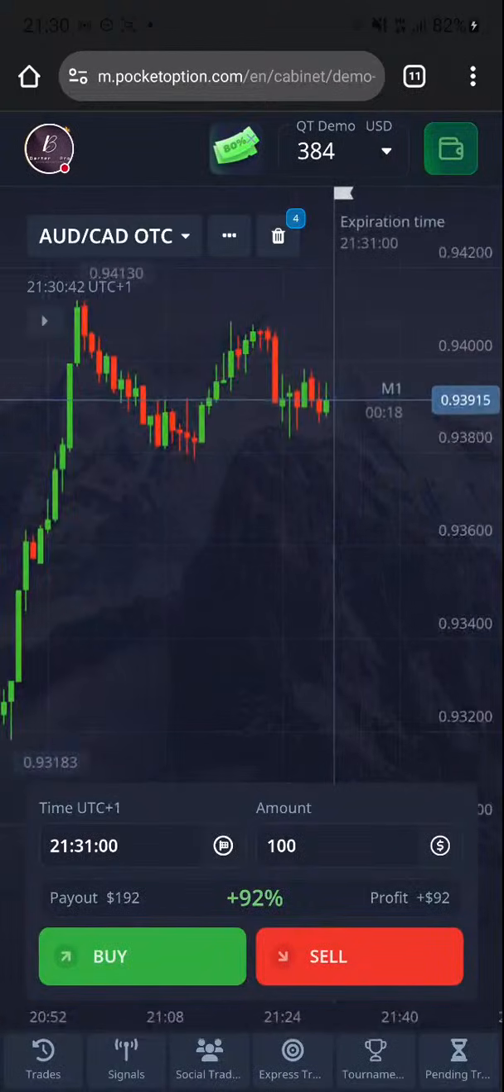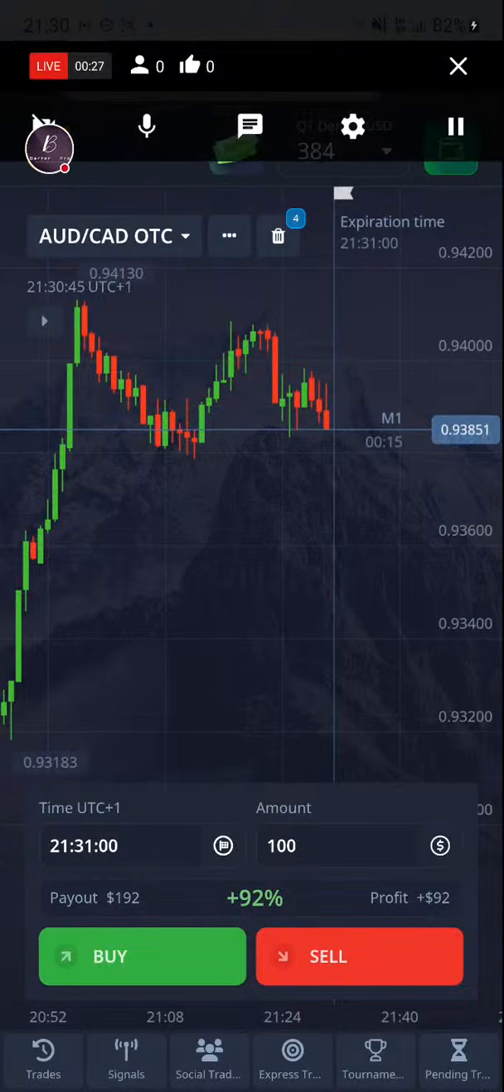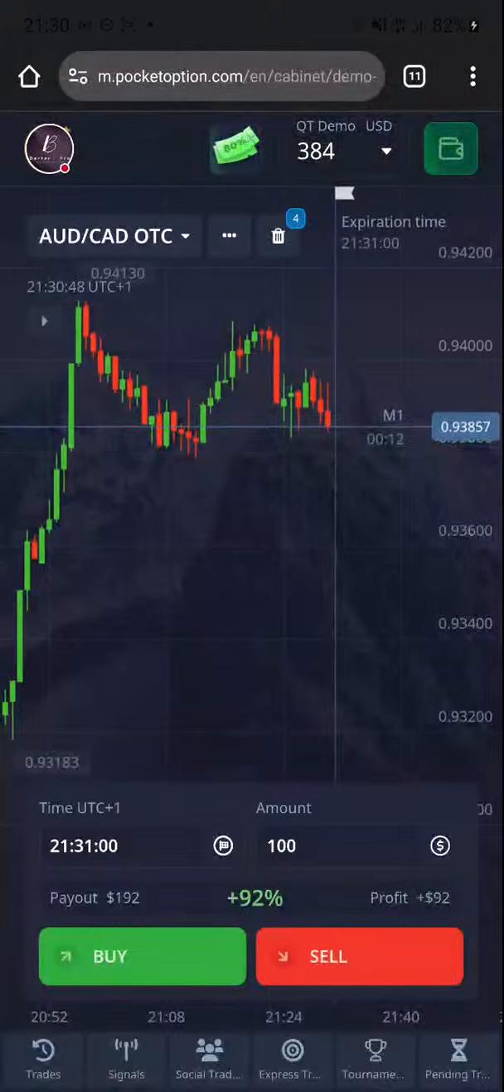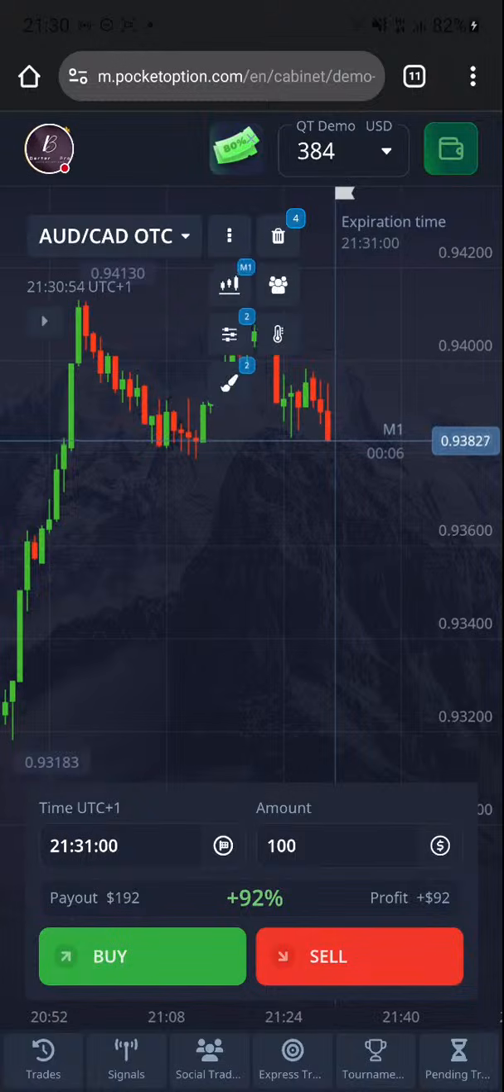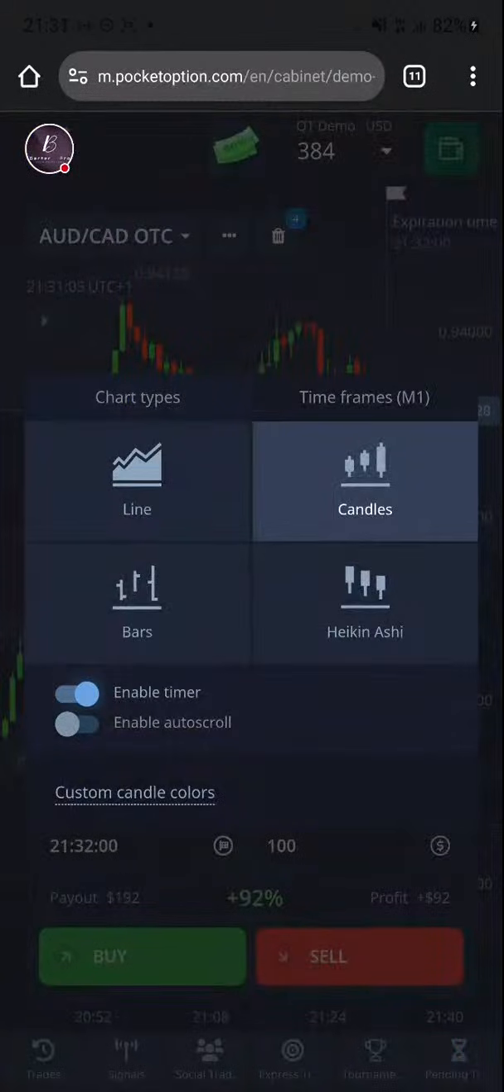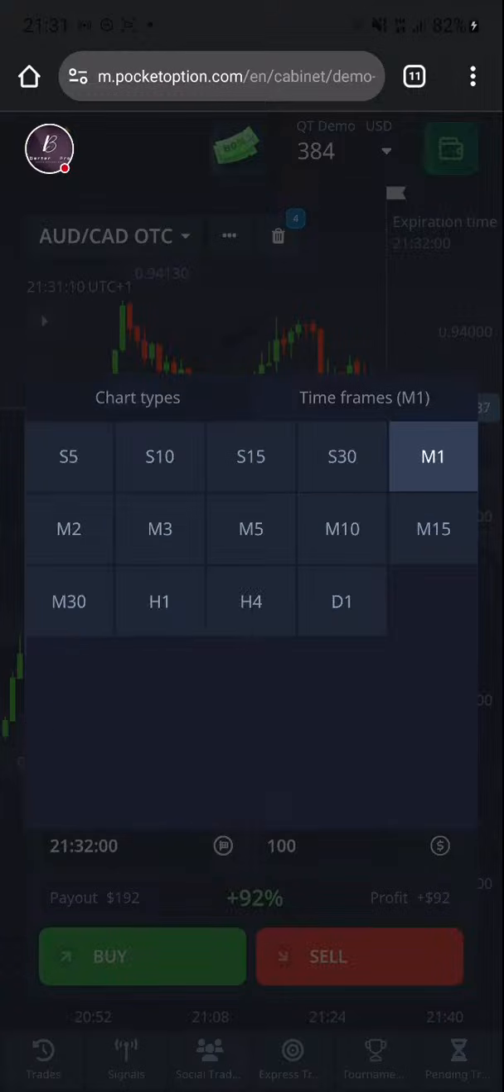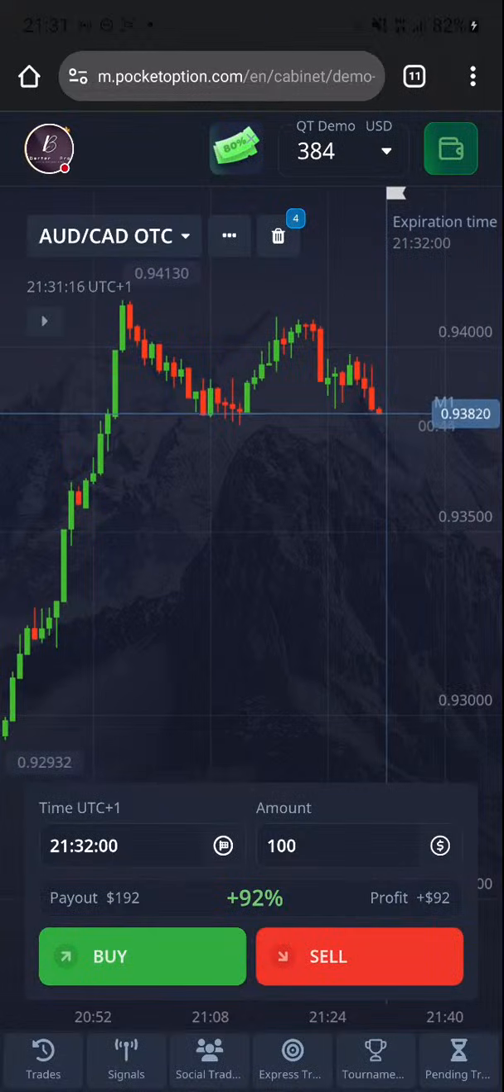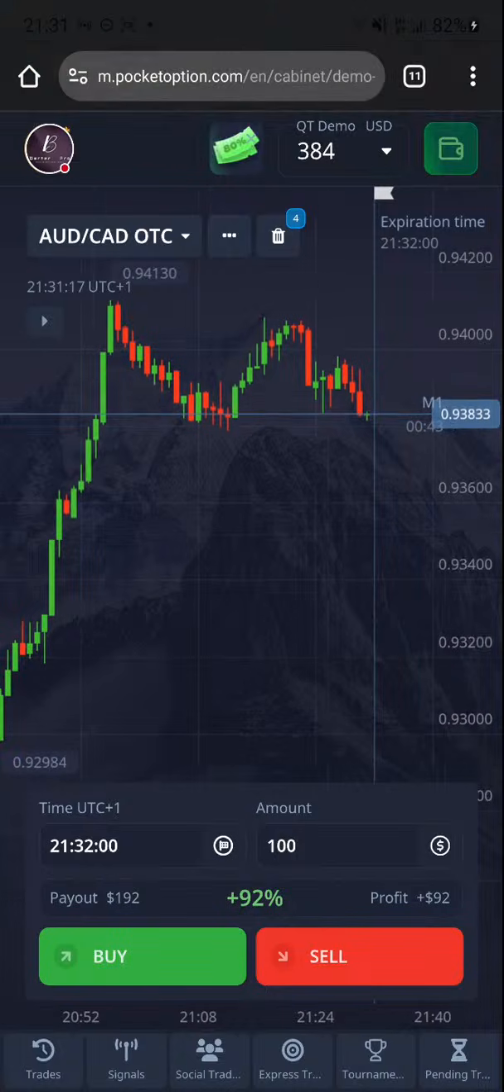So the first thing we're gonna do today is to announce the setup we're gonna be working with right now. So let me start quickly from here. Before enabling this time, we'll disable this auto scroll thing. Then we'll set our candlesticks time frame to M1. So that's the first thing we're gonna do.